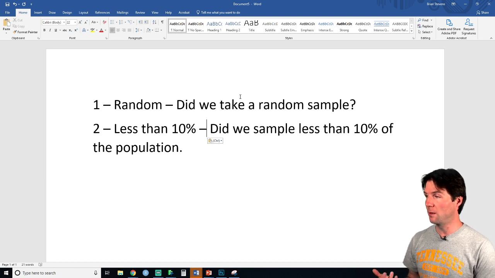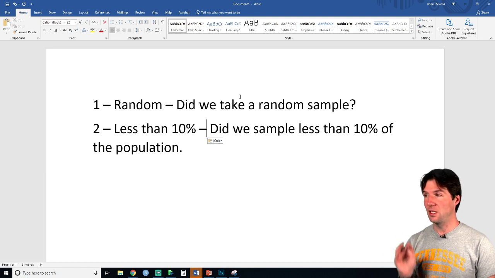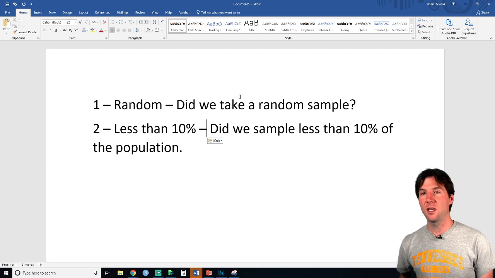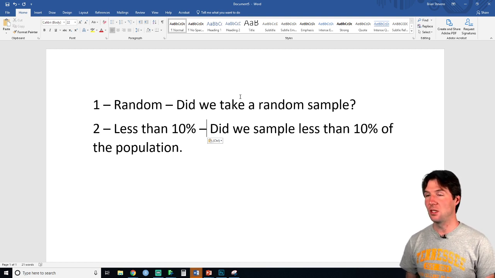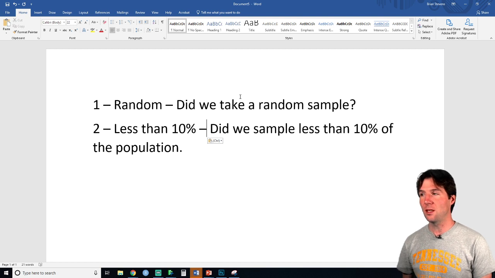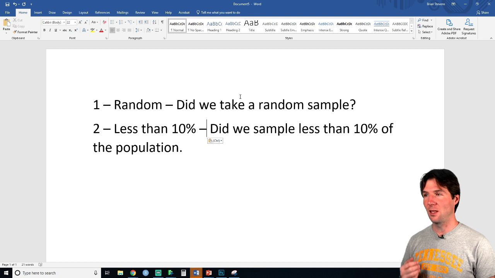So condition 1 is random, which in the problem, we like to state explicitly that we did take a random sample. Condition 2 is less than 10%. Now, how is this met? Here is a question for you. We went out and want to understand UT students. We took 10,000 UT students. Do we meet the less than 10% condition? 10,000 random UT students. Do we meet it or not?